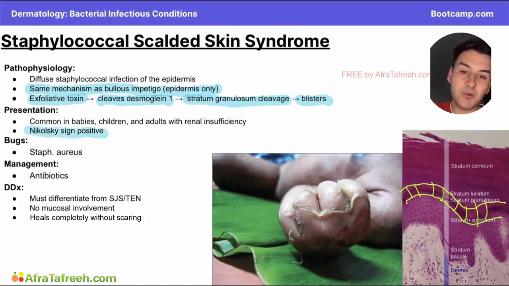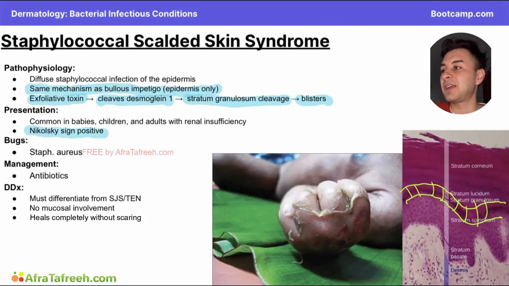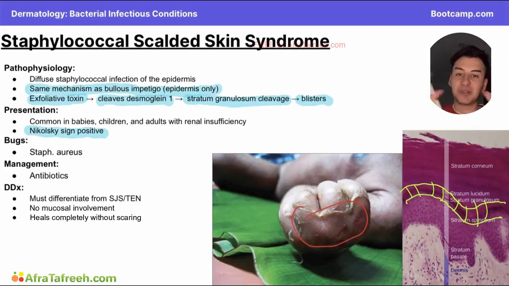and that leads to Nikolsky sign positive blisters, which you guys will remember are when we barely tap on the blister and it sloughs open and it basically erupts. So you'll notice here on this little baby that there is this humongous blister out on his hand, and it's just like completely sloughed open because it's Nikolsky sign positive. So this blistering pathology will be on the entirety of this baby's epidermis.